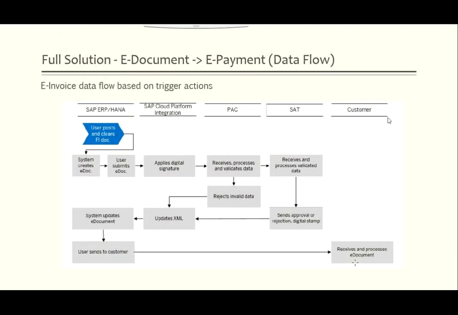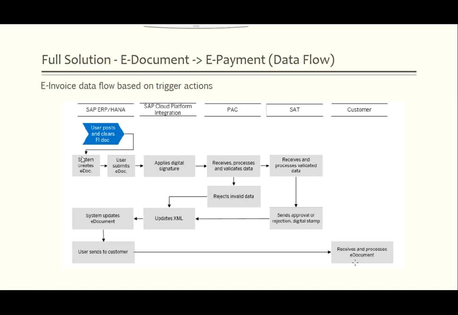So e-payment, like e-invoice, the e-document e-payment flow is depicted here. The user posts and clears the FI document. This is the incoming payment document. Either it can be an EBS or it can be a manual FDES 28.